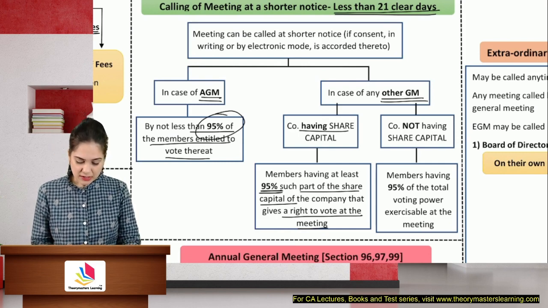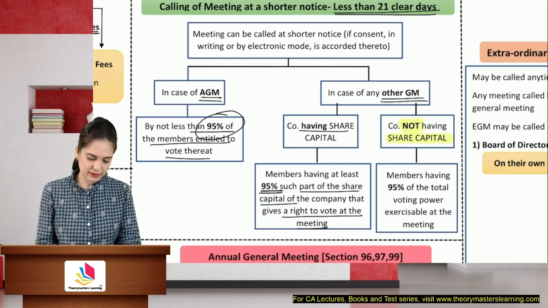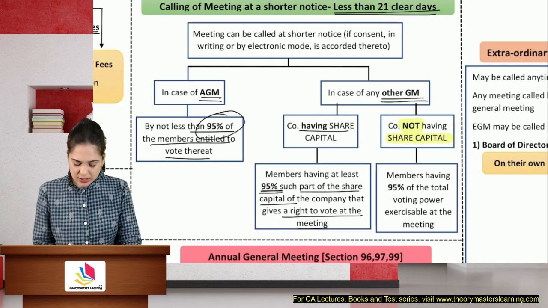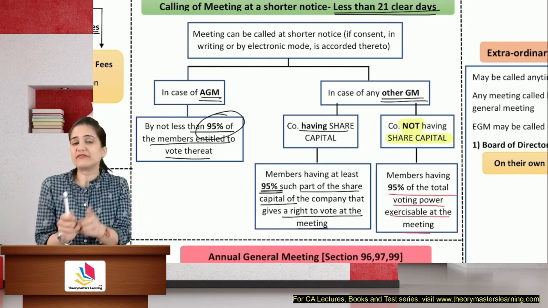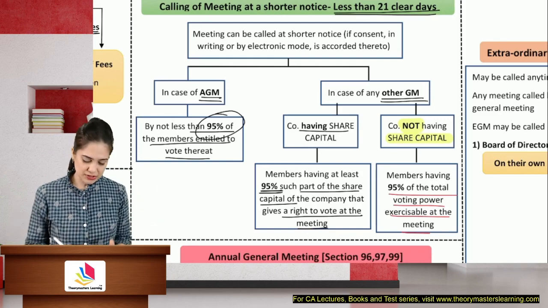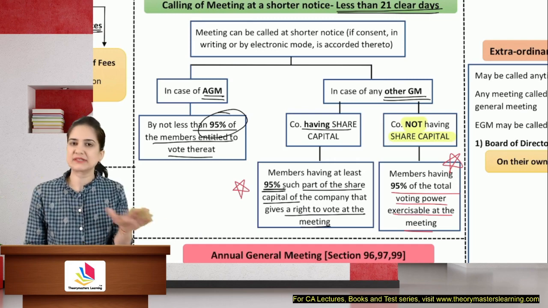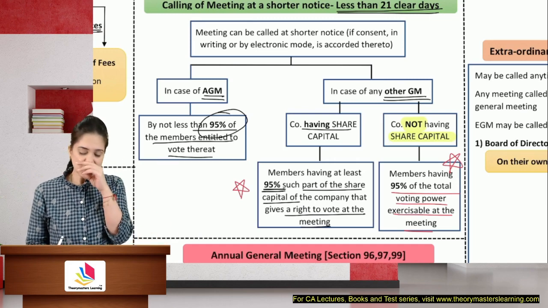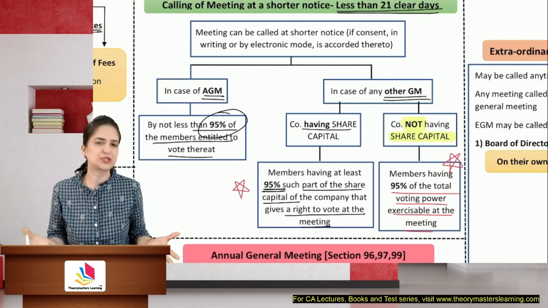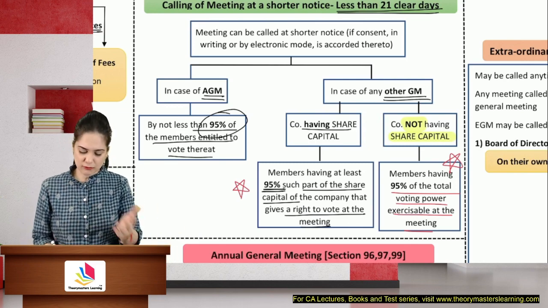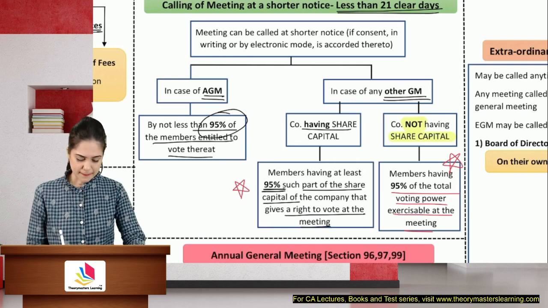If the company does not have share capital, then in that case, members holding 95% of the total voting power exercisable at the meeting, only if they give their consent, we will allow a shorter notice. Students, I can't do anything. You will have to memorize these provisions. 95% is constant, only wordings change. You can write 95% of the members holding the total voting power, because there are no shares. So 95% of the total voting power, only then we can allow shorter notice.